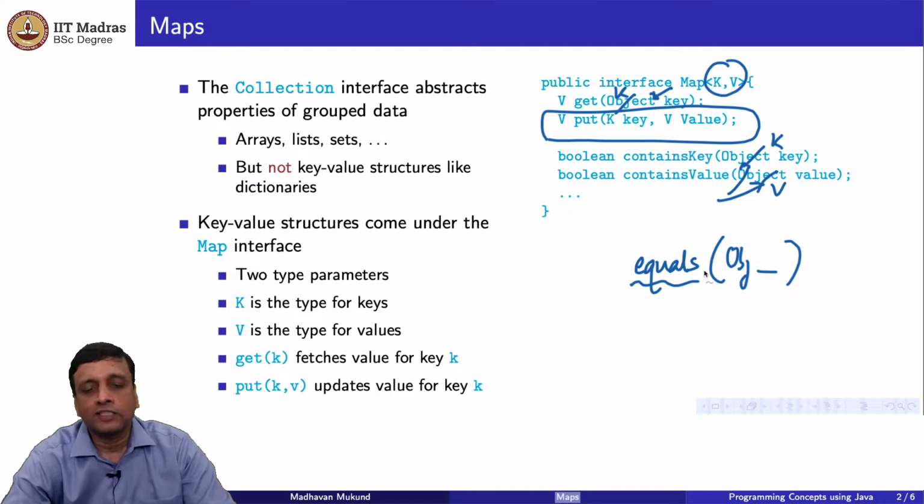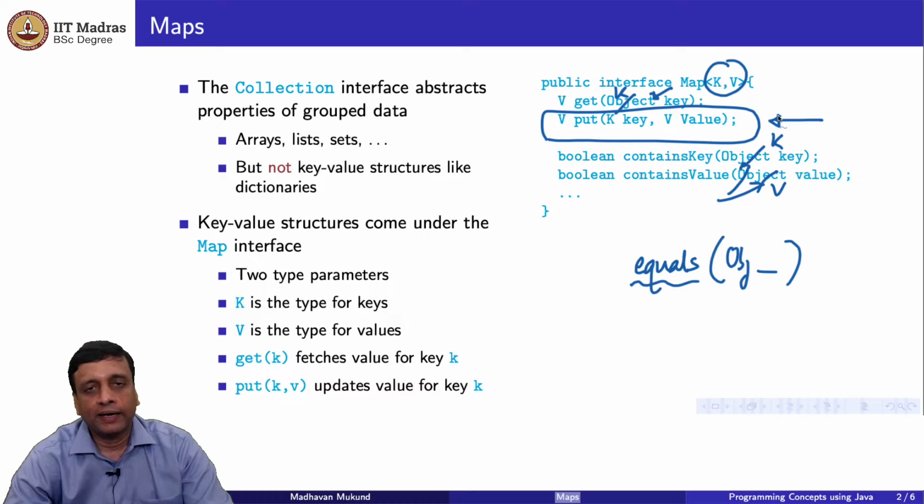So by providing this possibility of providing an object as an argument, what Java is saying is that you provide me some representation of the key or some representation of the value that you're looking for. I will tell you whether there is an equal representation present in my key value store. Whereas if you want to actually insert something into the key value store, then you had better be sure that the values that you're inserting are of the proper types.